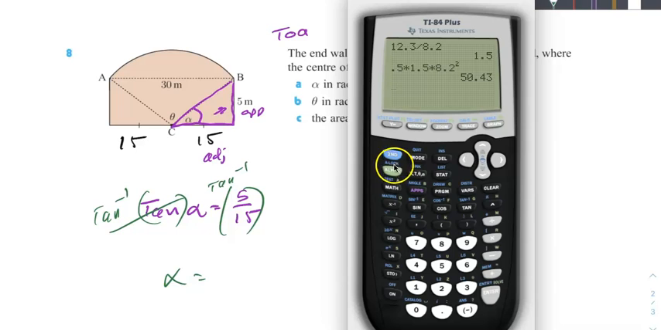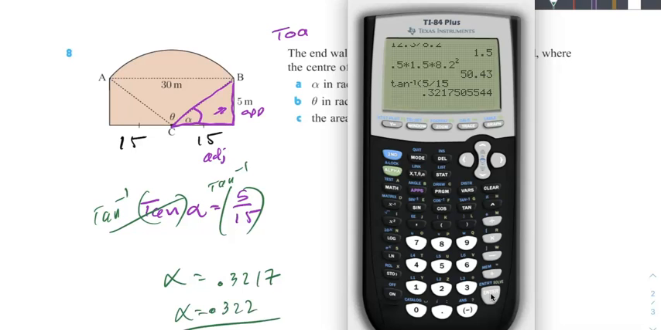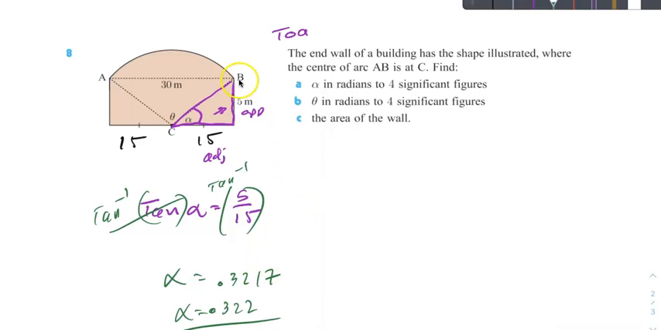So let's do arctan of 5/15. Again, this answer is going to be a little funky. It's going to be decimals, but that's because it's in radians. So 0.322. Again, because we're doing radians, that's the angle. So there's that.